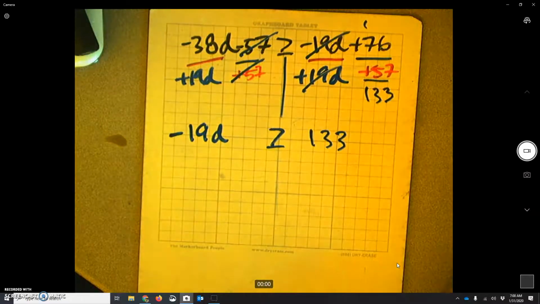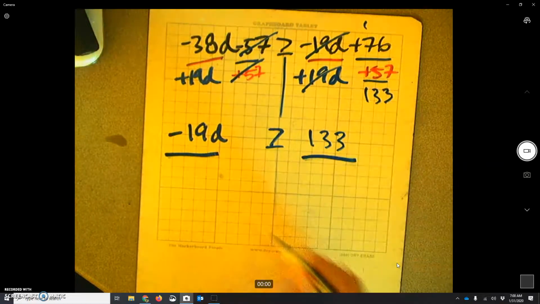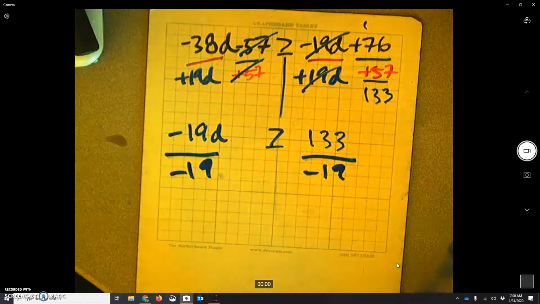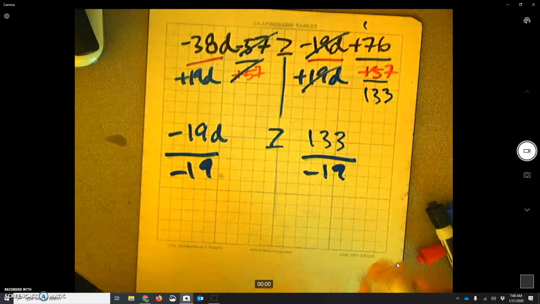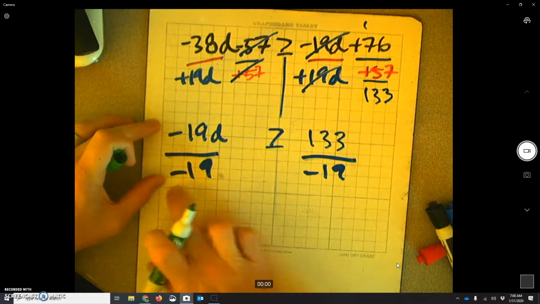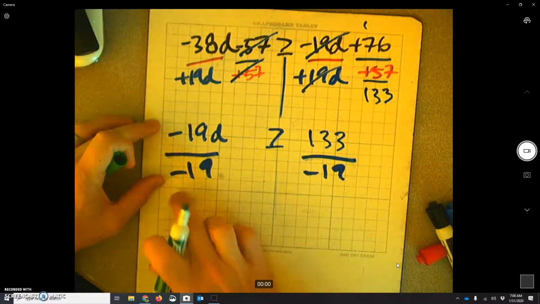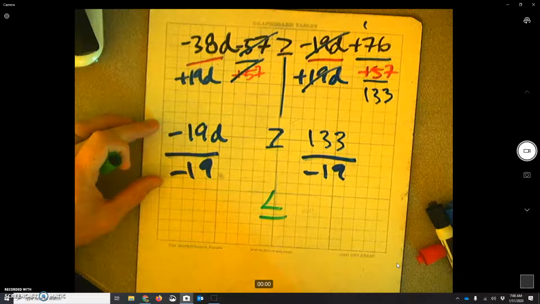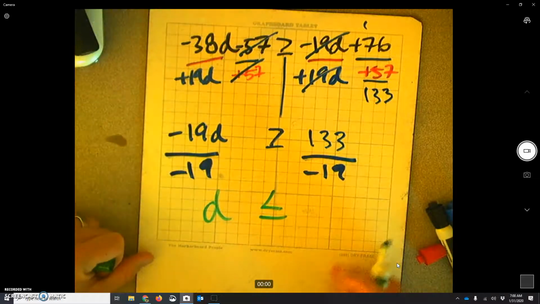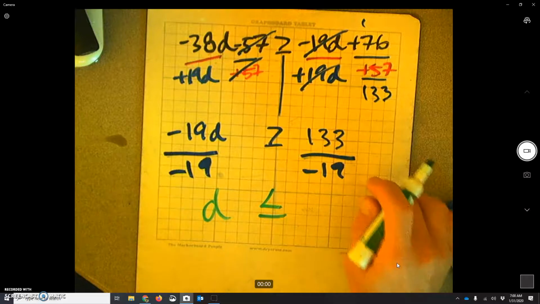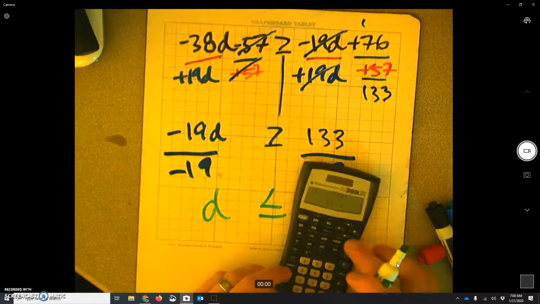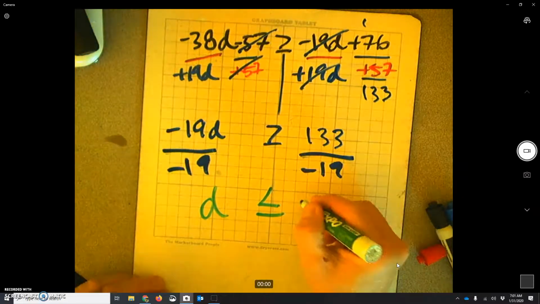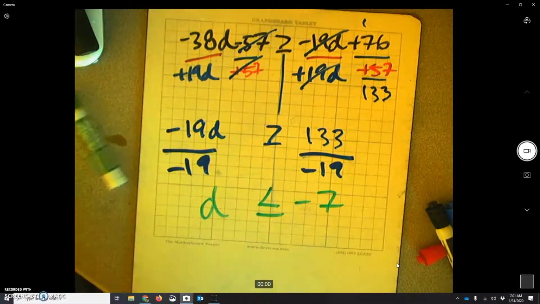And finally, we're going to divide by our number that's out in front, our negative 19. Now, this is the exception. Everyone pay attention. When you divide or multiply by any negative number, this sign is going to flip sides. And that's it. Okay? That's the exception. Now we have 133 over 19. What is that? 7? 7's right. Negative 7. And that's our answer.